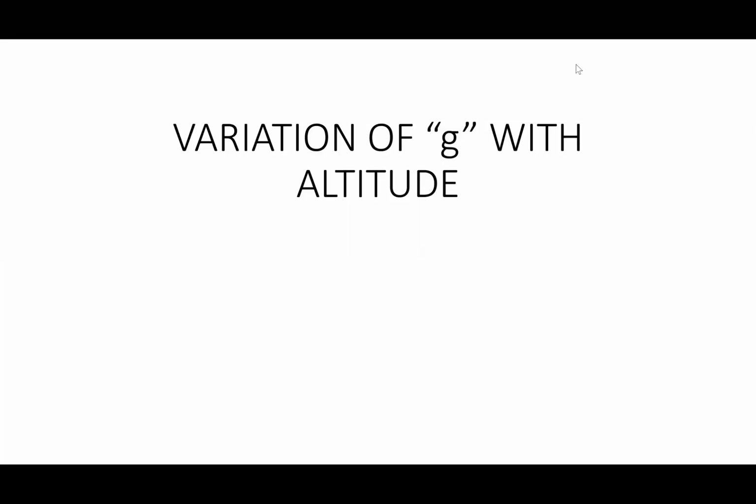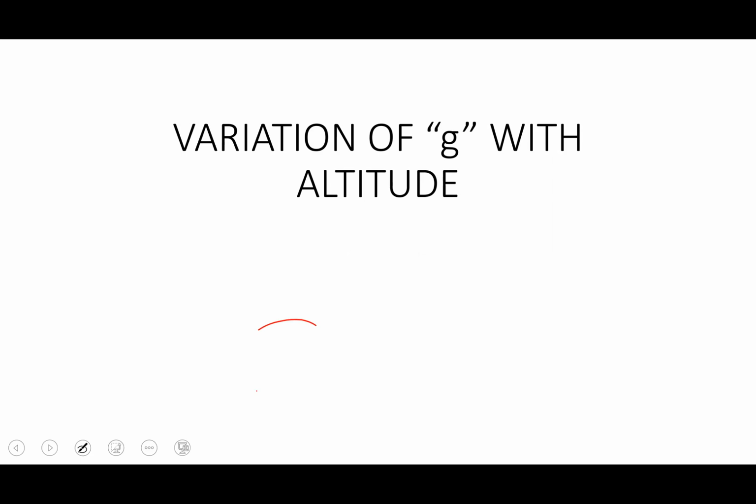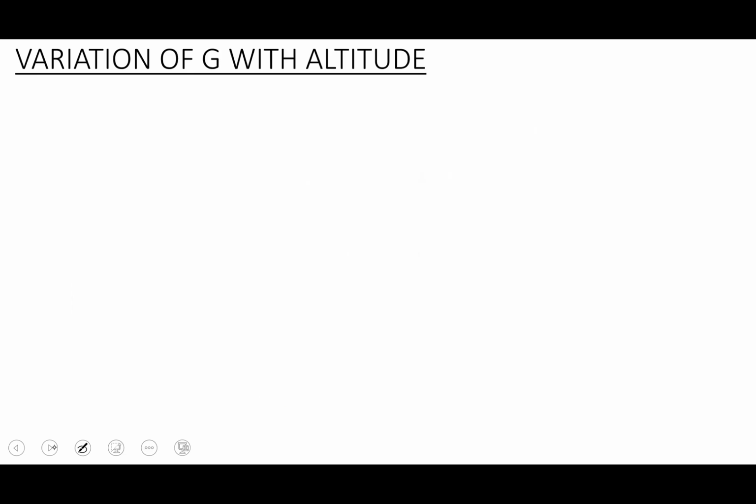Assalam students. Today's topic is going to be about variation of g with altitude. Now, according to the definition of altitude, it is the distance from the surface of the earth. In this case, we are going to start with the derivation of the value of g with the altitude.